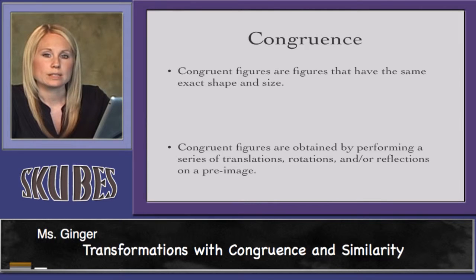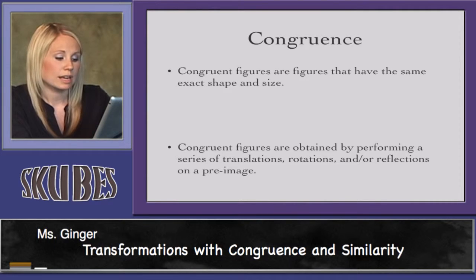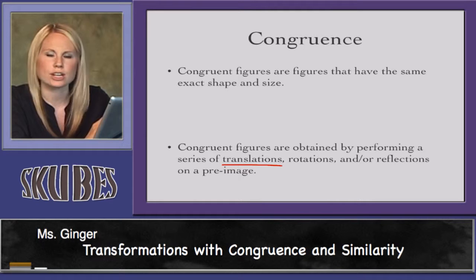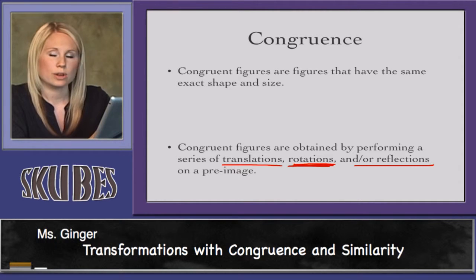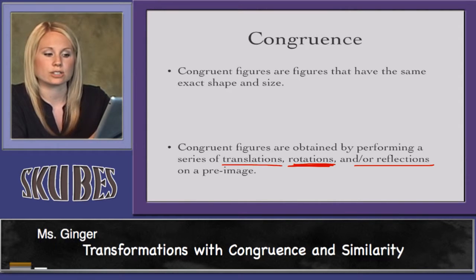So remember, congruent figures are going to mean that they have exactly the same shape and size. They look exactly the same. Whereas similar are going to be the same shape but different size. Congruent figures can be obtained by performing translations. When you're sliding your shape, you're not going to change the size, you're just going to change the location. Reflections will flip, and they won't change the size. Rotations actually turn our pre-image, and our new image will just be turned to a different location on the coordinate plane instead of a change in size.